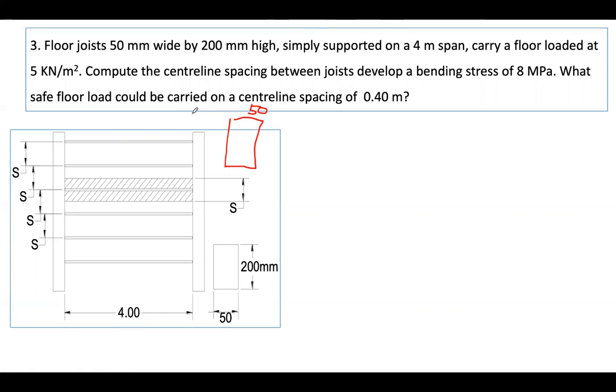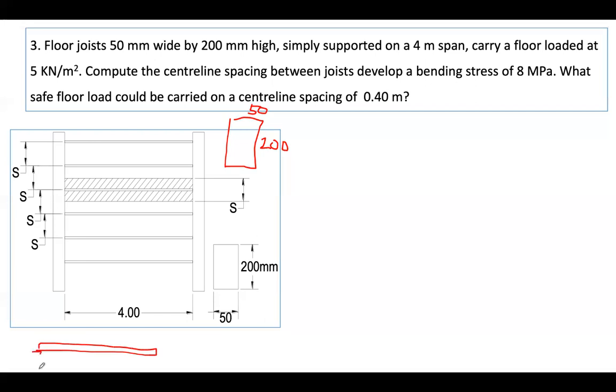Okay. So, welcome back again. Let's continue. So we have a floor joist, 50 by 200 millimeter in height. So this one is 200. Obviously a floor joist made of wood. This is a simply supported joist, just like a beam, 4 meter in span. So it looks like this. So this is your floor joist.